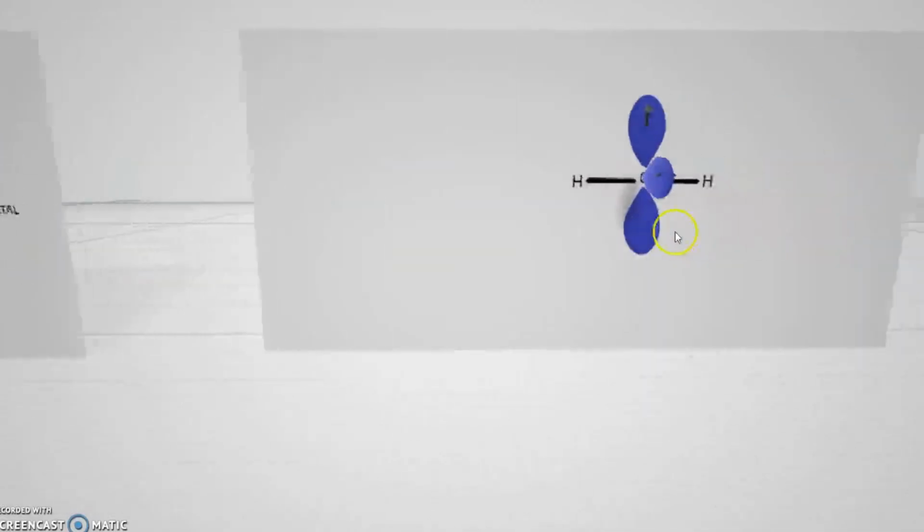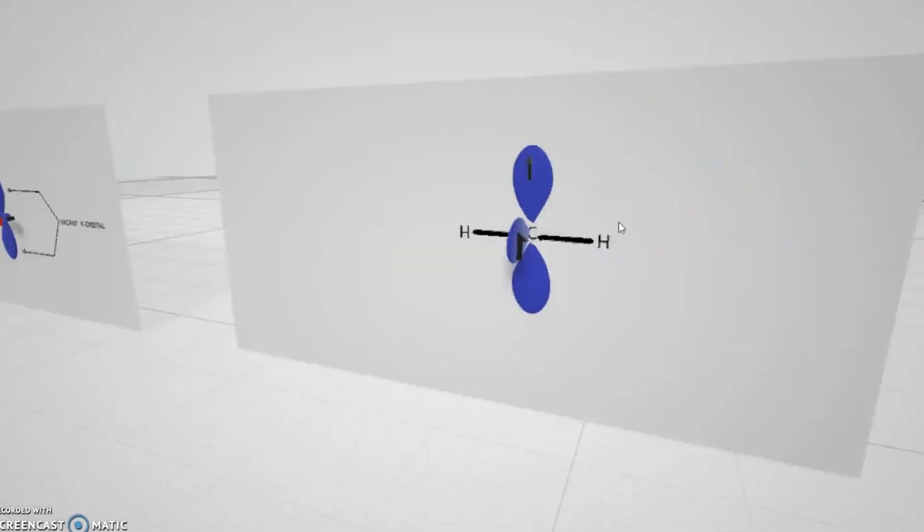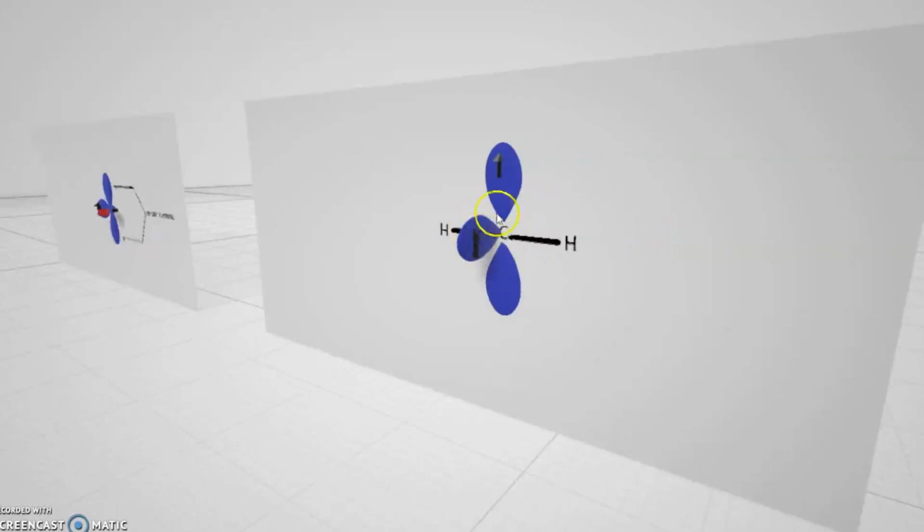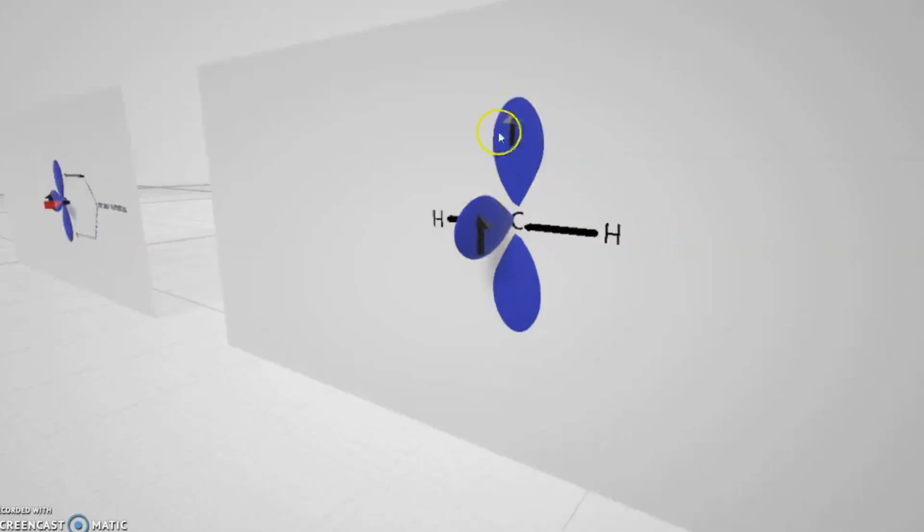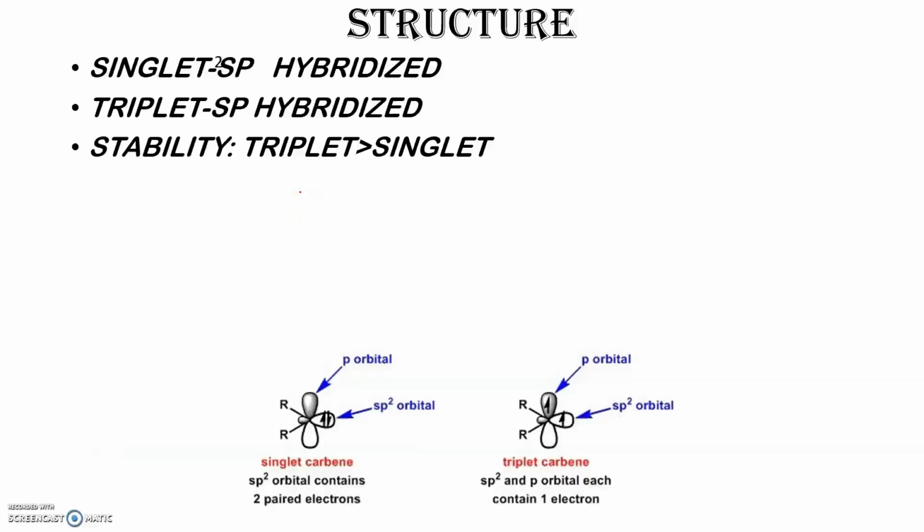But in the triplet carbene, as we can see here, both the electrons occupy two mutually perpendicular unhybridized p orbitals, and both the electrons have the same spin, as we can see here. Next, we can compare the stability of singlet carbene and triplet carbene.